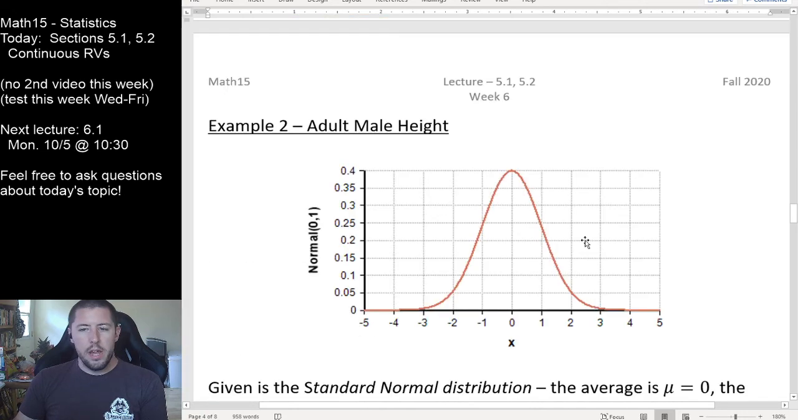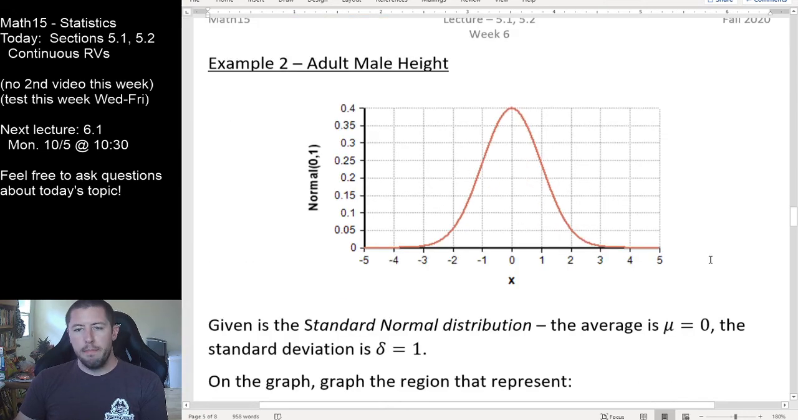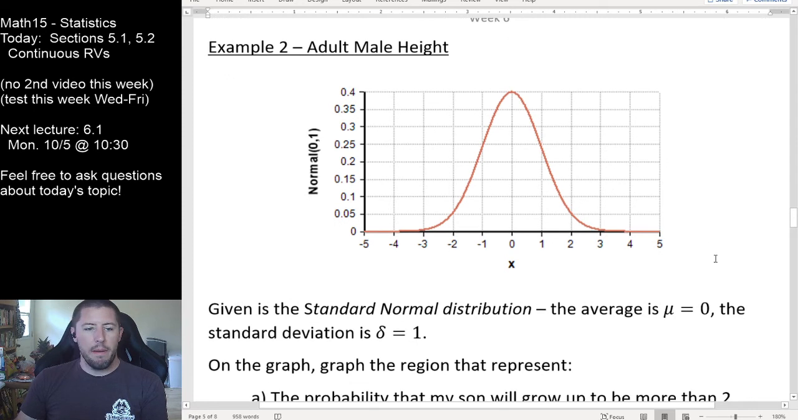In example 2 here, we're going to think about adult male height. This is an example that I bring up very regularly. Adult male height is nice to talk about because it is normally distributed. There is an average. You are equally likely to be above average height as below average height. We are symmetric on the left and right hand sides. And this follows a very nice and well-studied probability distribution, the normal distribution.